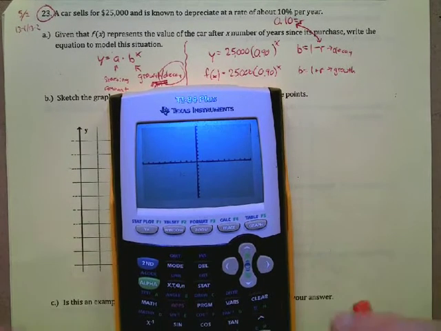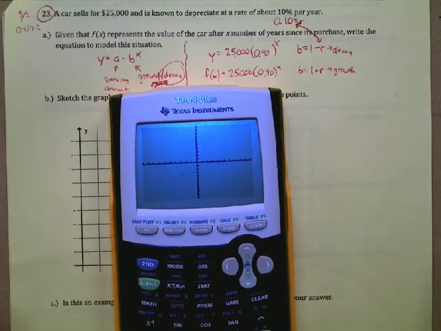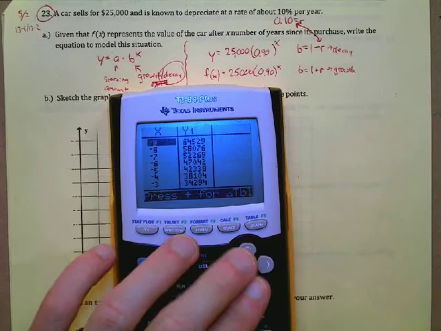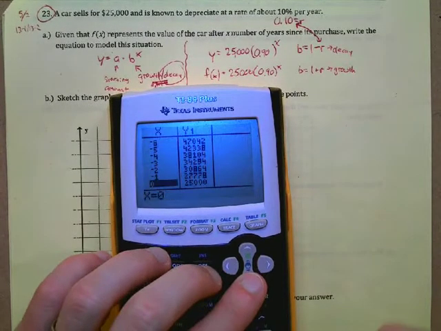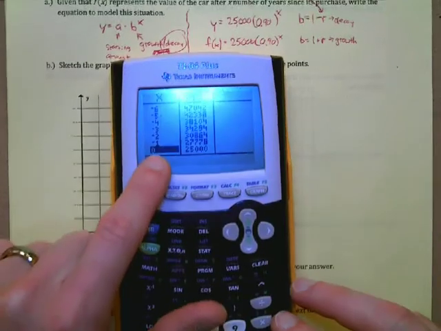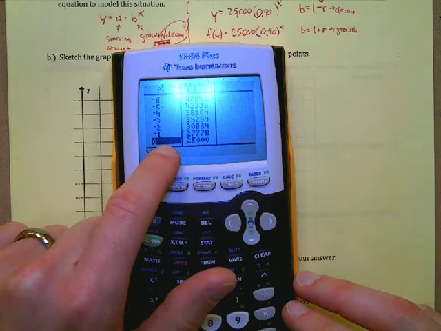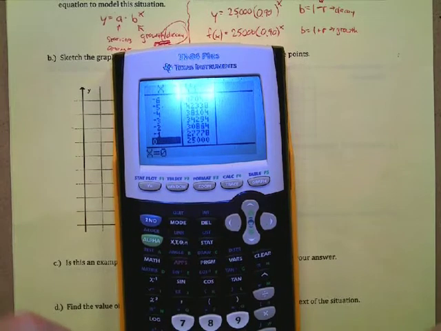Why do you think we see nothing? Our window. Now, if you want to get some guidance, we can go to our table. So second graph, let's go to our table and see what our table says here. Our table has our starting y value at 0. The y-intercept is at 25,000.